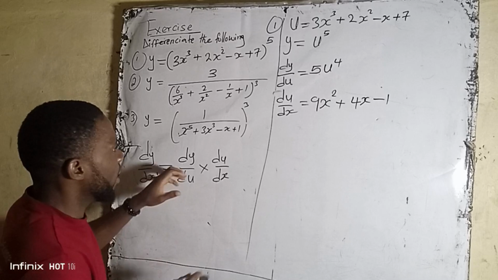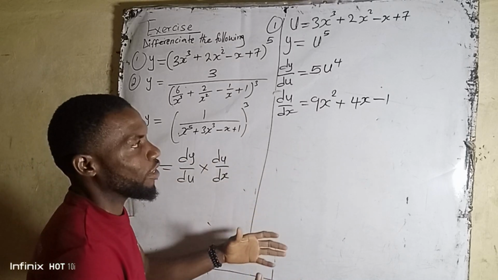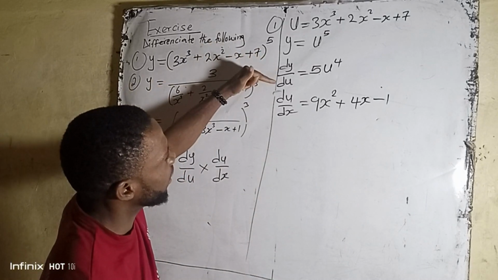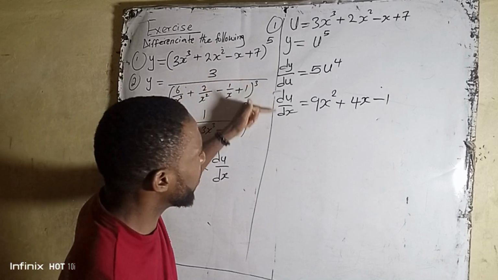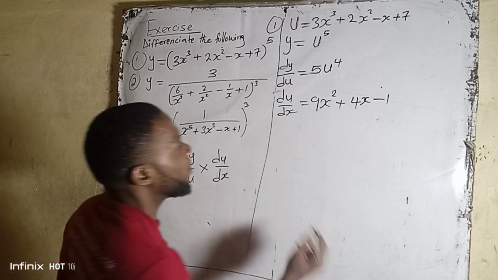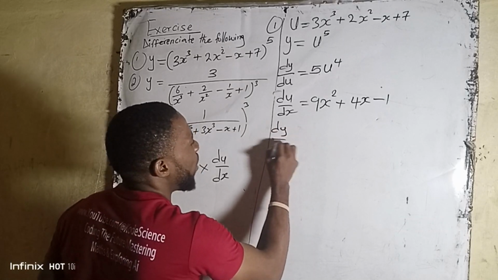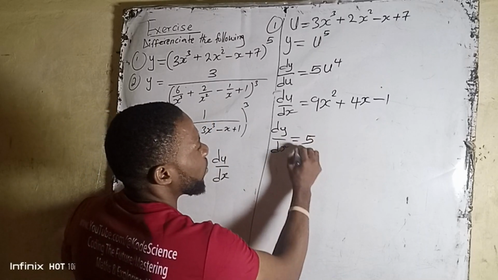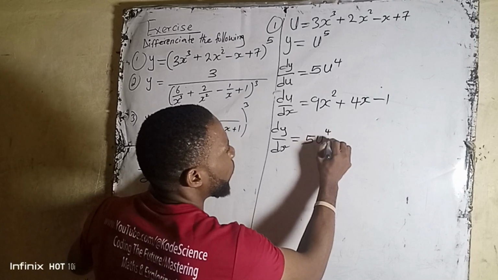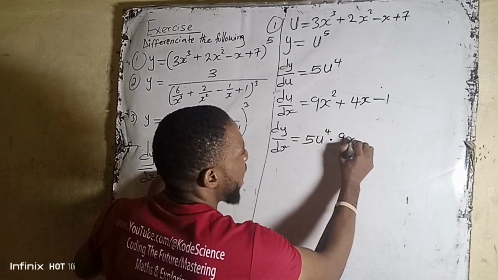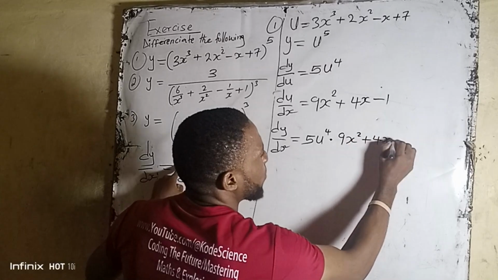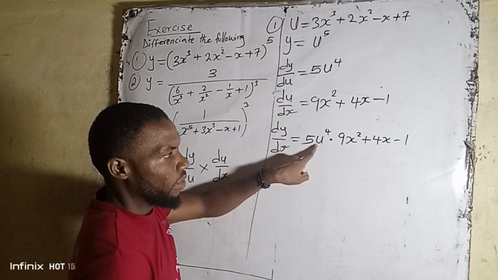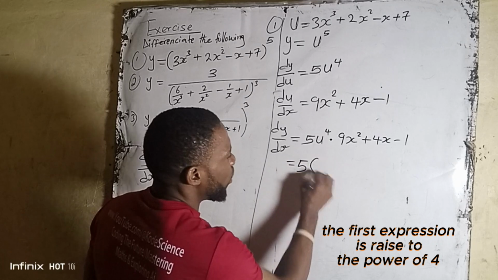Like a technician, we have gotten all the tools that we need to work with. We have gotten our dy over du, and we have gotten our du over dx. So the next thing is to multiply them. When we multiply them, our dy over dx is therefore 5u raised to the power of 4 multiplied by 9x squared plus 4x minus 1. Now, remember, we know what our u is. So we have it as 5 into bracket. Our u is what?